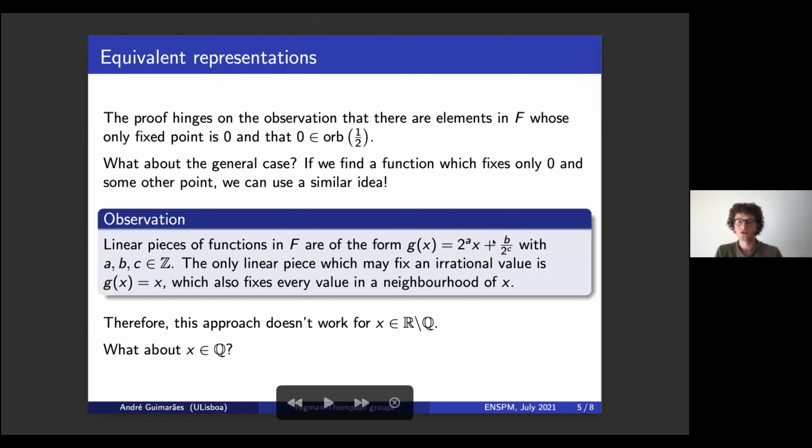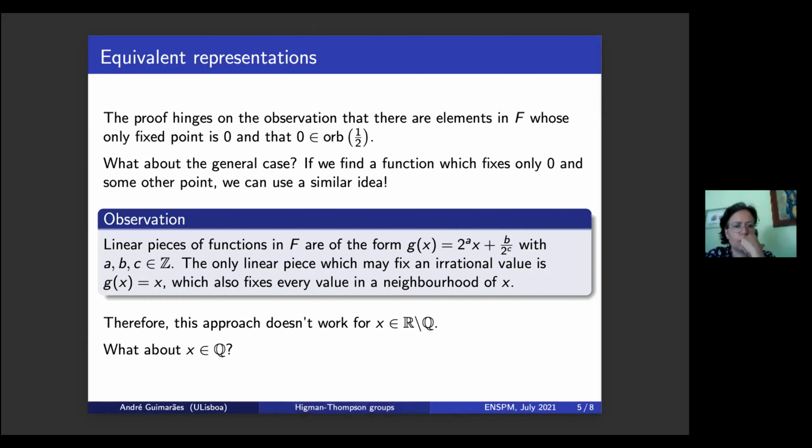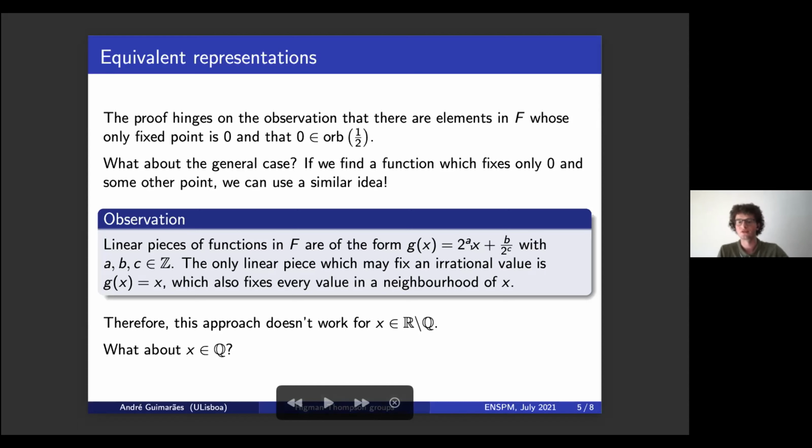And it is evident when you look at this that the only points which can be fixed points of a function like this are rational values, or in the case of the identity, every value in a given neighborhood of another value. But remember that we want to find a function which only has two fixed points, 0 and another number on the interval [0, 1]. So this approach is hopeless for irrational values. But what about the rationals?